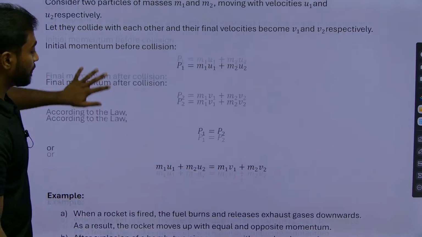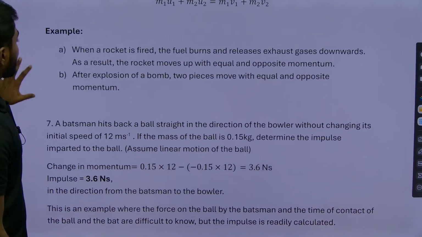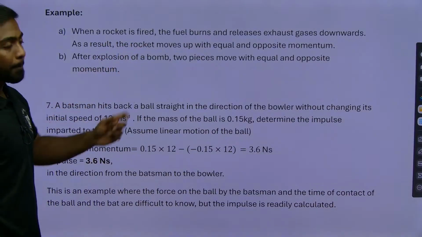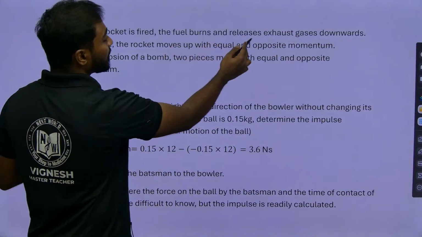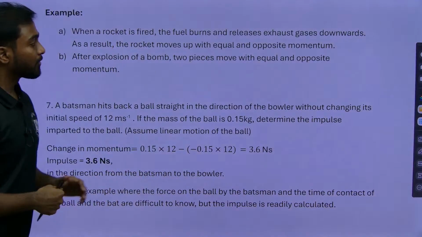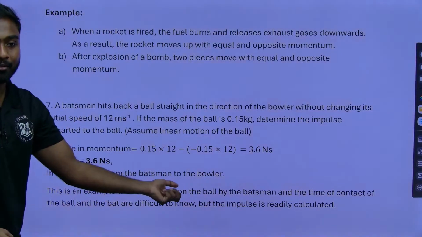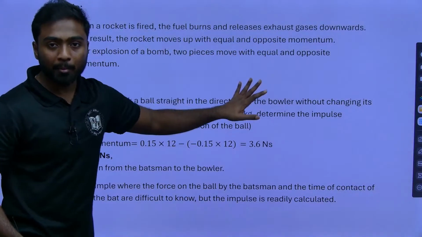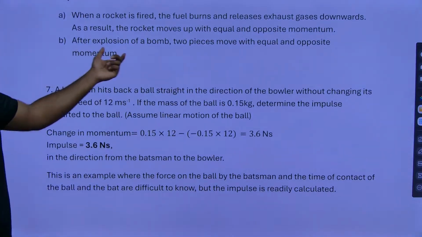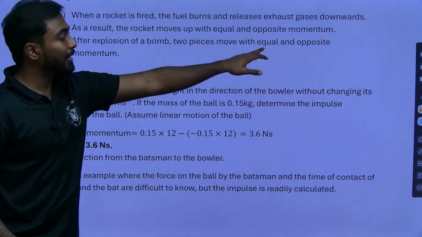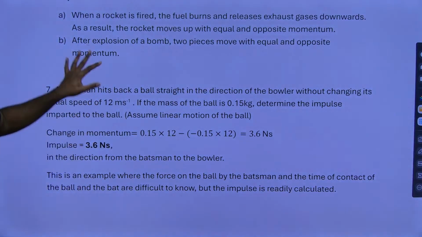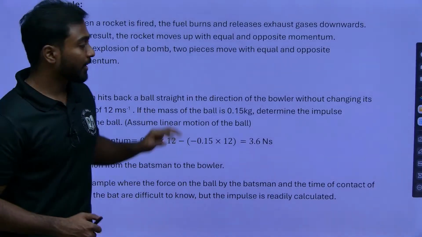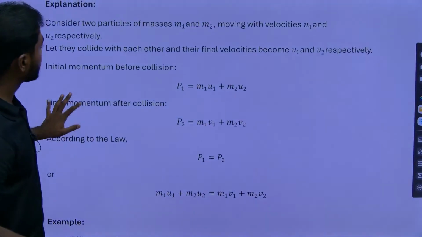So next one, example: when a rocket is fired, the fuel burns and releases exhaust gas downward. So the rocket will go upward and the fuel gas will exhaust downward. As a result, the rocket moves up with equal and opposite momentum. After the explosion of a bomb, two pieces move with equal and opposite momentum. These are the two examples. You can take a note of this.